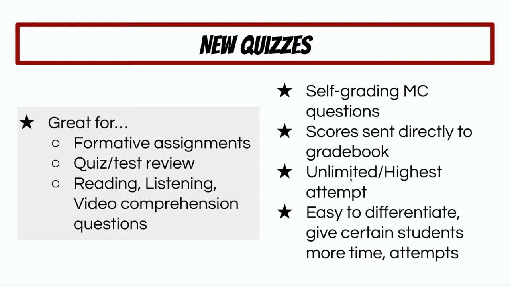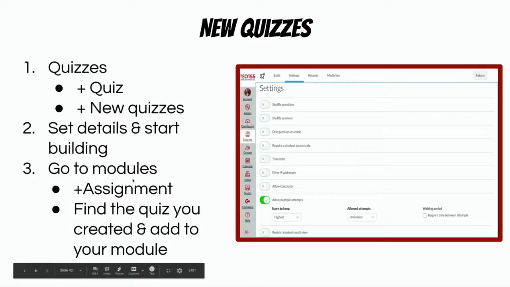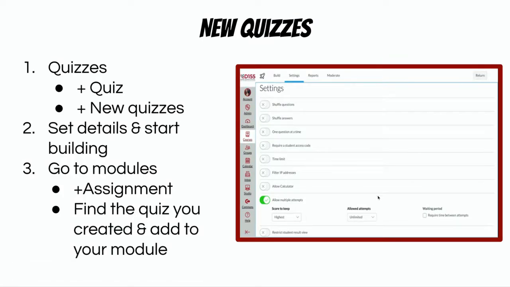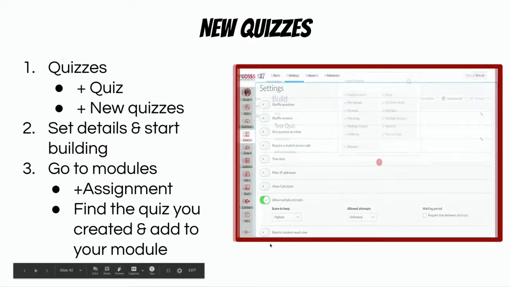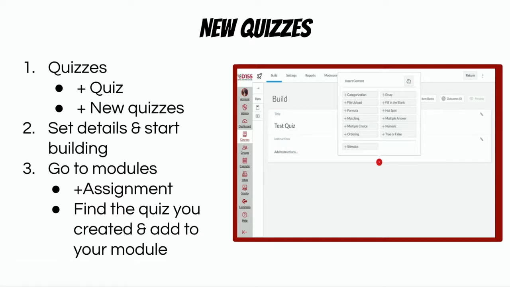You also have lots of setting options where you can say students have unlimited attempts and I'm going to take their highest, or I want them to try at most 3 times. It's also easy to differentiate, give certain students more time, accommodations, or attempts. So this is what that new quizzes option looks like that we set up at the beginning of the class. So again, you have lots of options for the settings of this quiz, and then you have lots of options for the types of questions that you want to build for students.